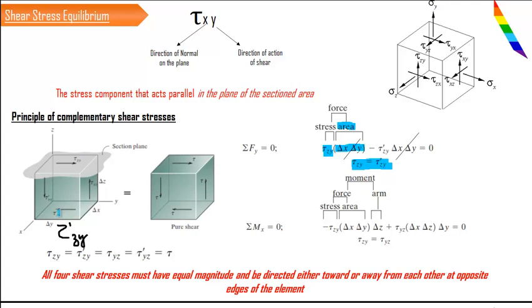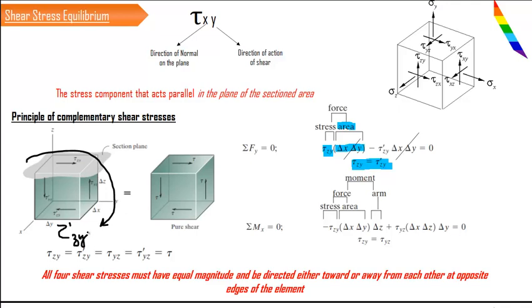Similarly, if you take the moment of these forces, tau zy is going to create a moment about the x-axis, right? That's the reason why we are taking the moment about the x-axis. So you can see if a force is acted over here, the entire rotation is going to happen in a clockwise manner like this.